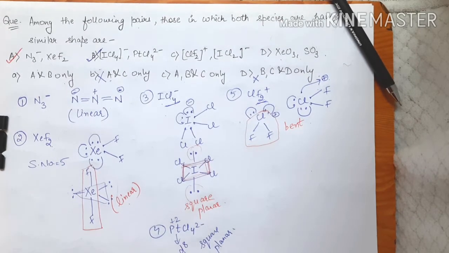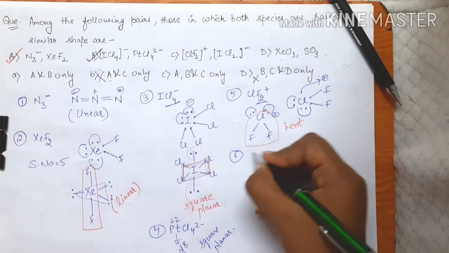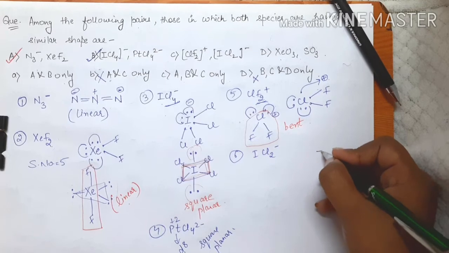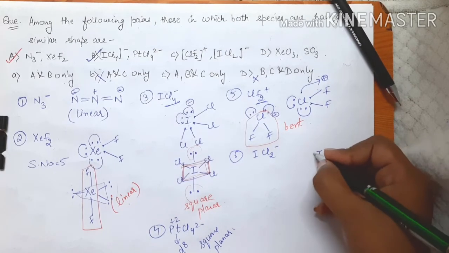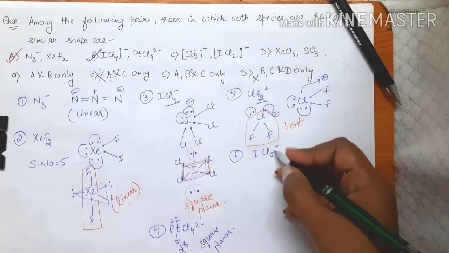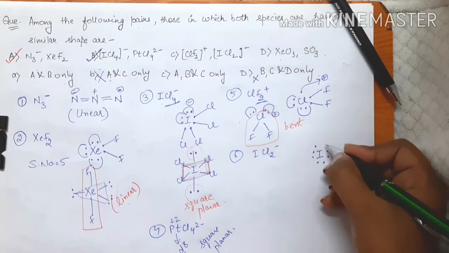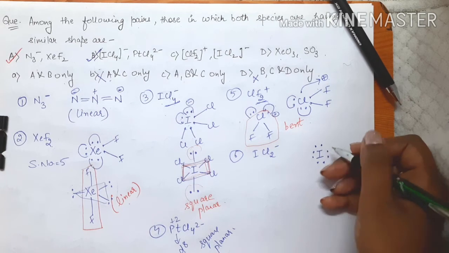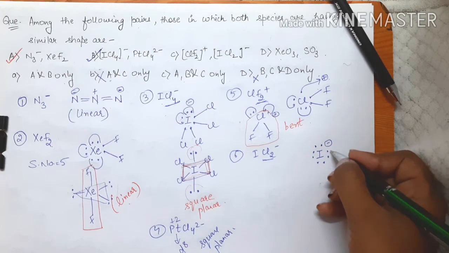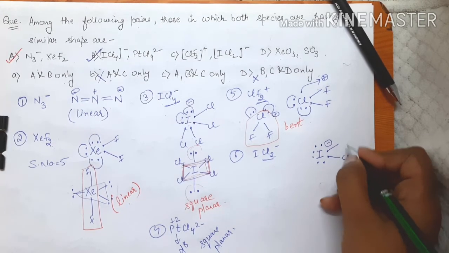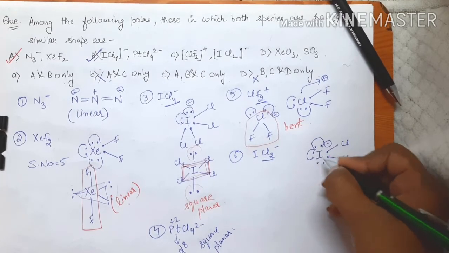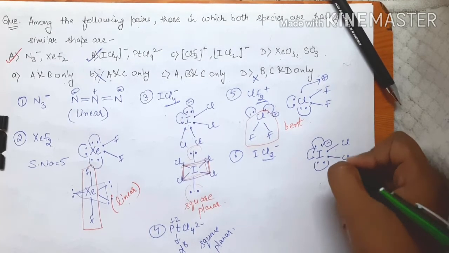Now moving on to the next molecule, which is ICl2 negative. Here iodine will be the central atom having 7 electrons in the valence shell. Now it is having negative charge, so due to the negative charge, 1 extra electron will be present. Okay, now it is attached to 2 chlorines, so 2 chlorines will be attached like this because chlorine is univalent. So iodine will be having 3 lone pairs and 2 bond pairs.